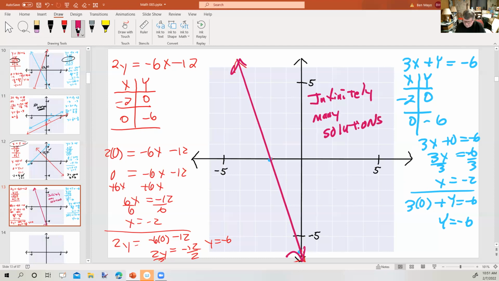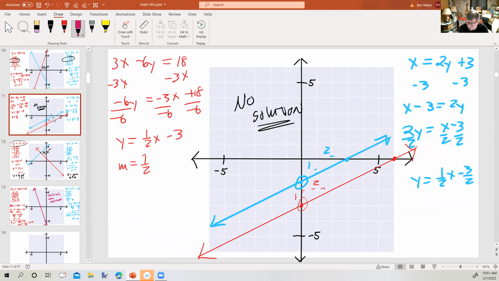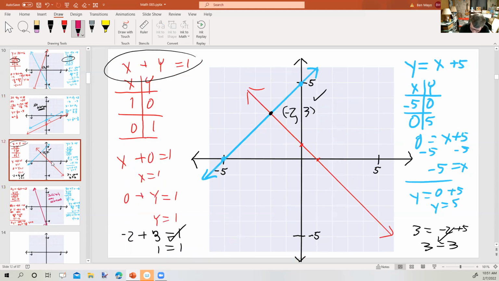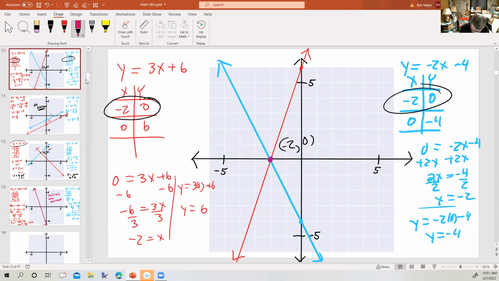Okay. And that would be what? All the points on the line, because it's basically just two equations that are in fact variations of the same equation. All right, so we've got a situation where there's infinitely many solutions. We've got a situation where the lines are parallel and there's no solution. And we've got situations where there's a single point of a solution.